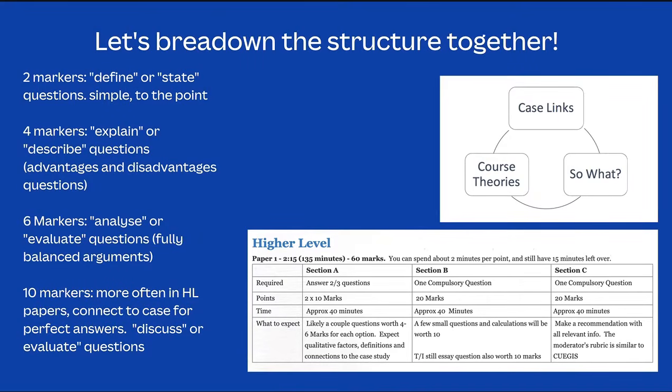So section C, which I mentioned previously, is only for higher level students. You have 1 compulsory question to answer that is worth 20 marks in approximately 40 minutes. Here you have to make a recommendation with all the relevant information that's provided in the case study, and the moderator's rubric is similar to the QGIS model.